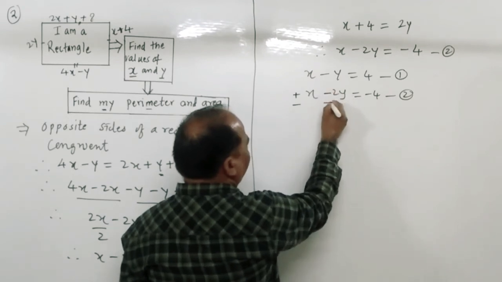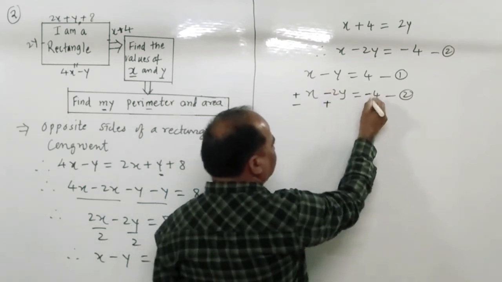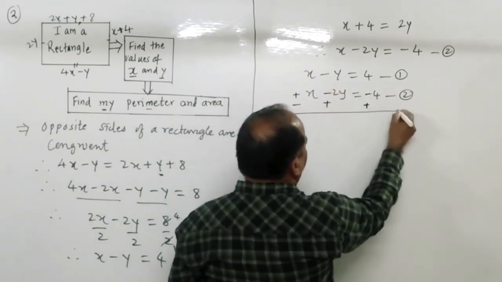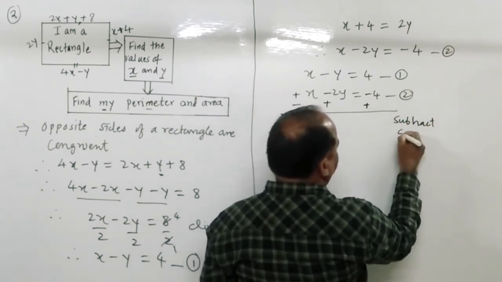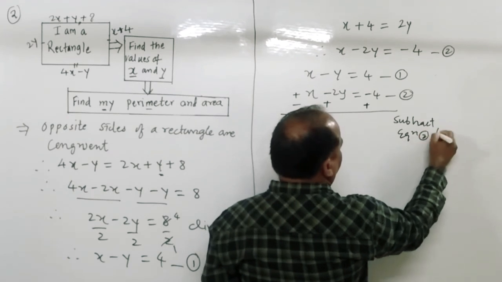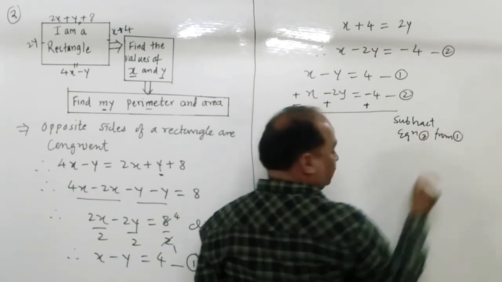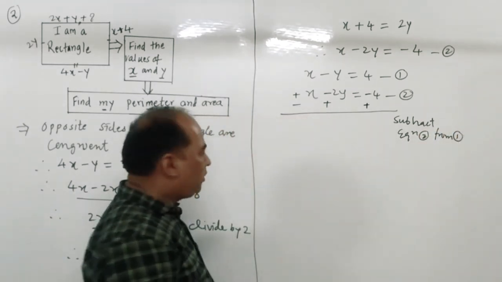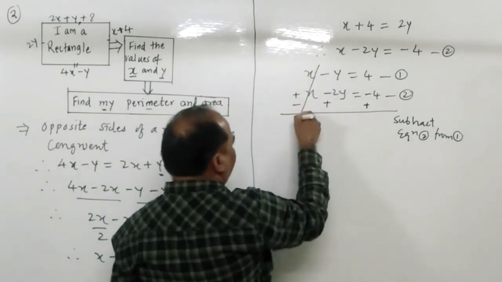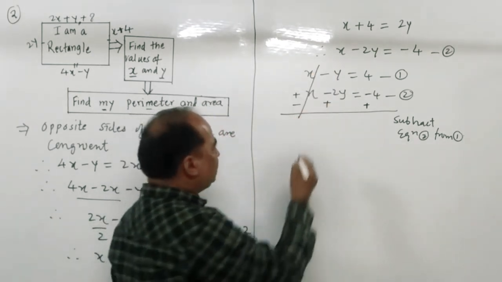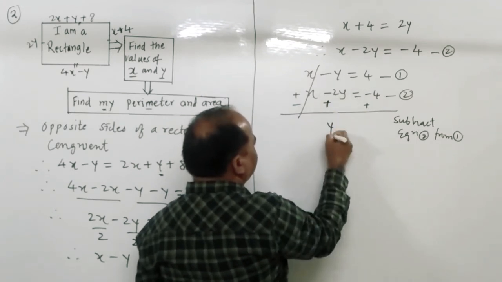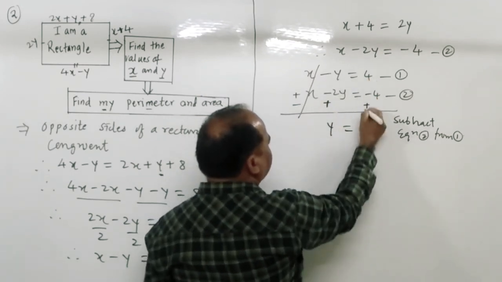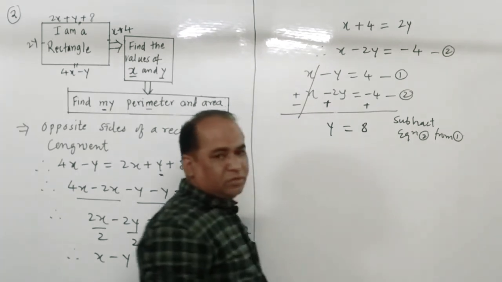Here minus 2y will become plus 2y, and minus 4 will become plus 4. Subtract equation 2 from 1. Therefore, x minus x will get cancelled. Minus y plus 2y means 2y minus y is equal to 4 plus 4, which is equal to 8.